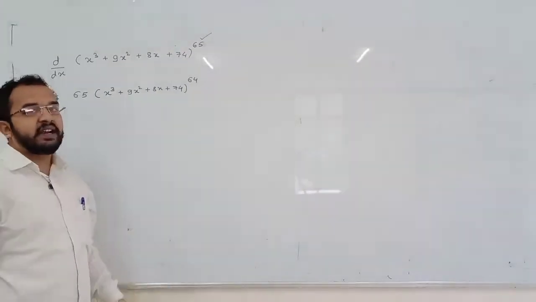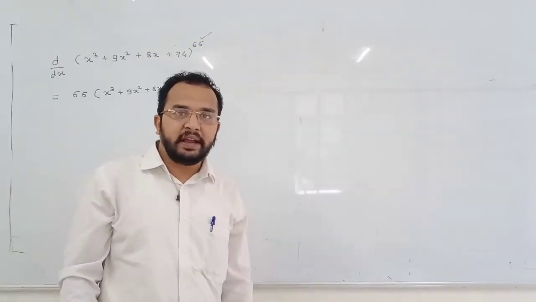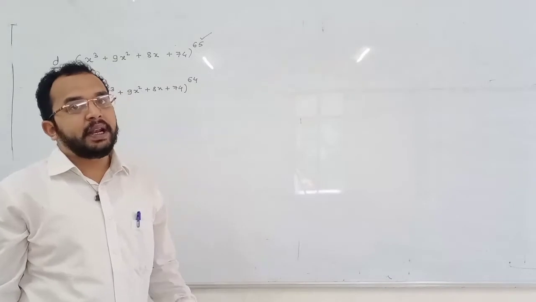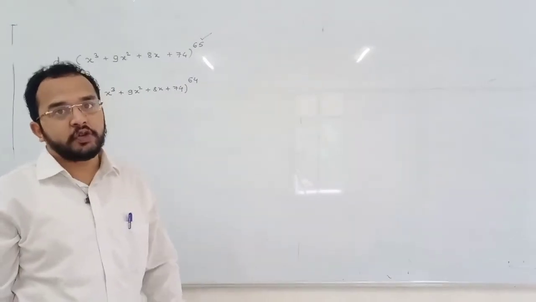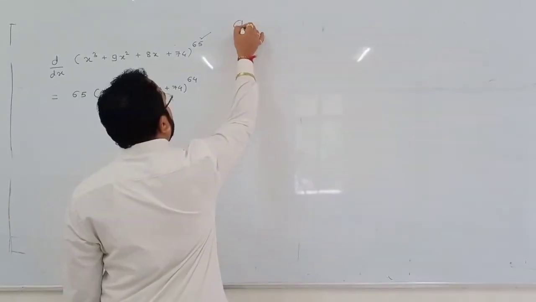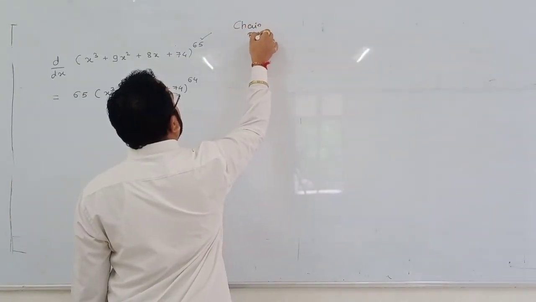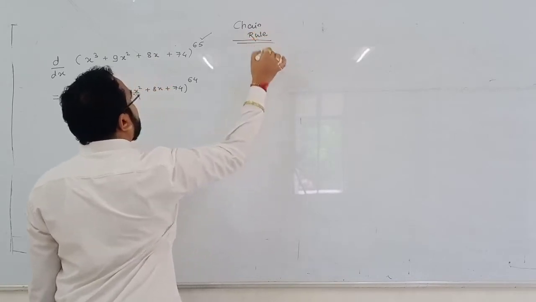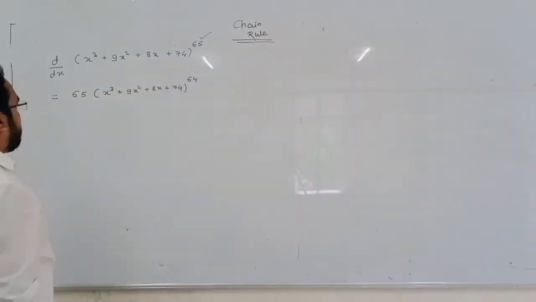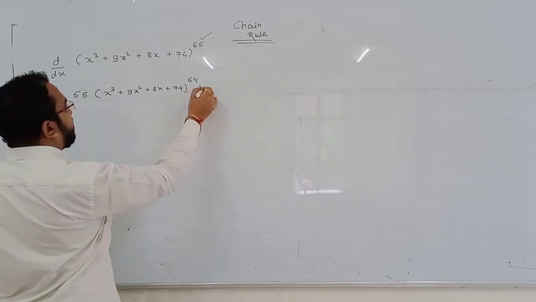But whatever is inside the bracket is not x, so it has to be differentiated again by the chain rule. So whatever is inside the bracket we have to differentiate.